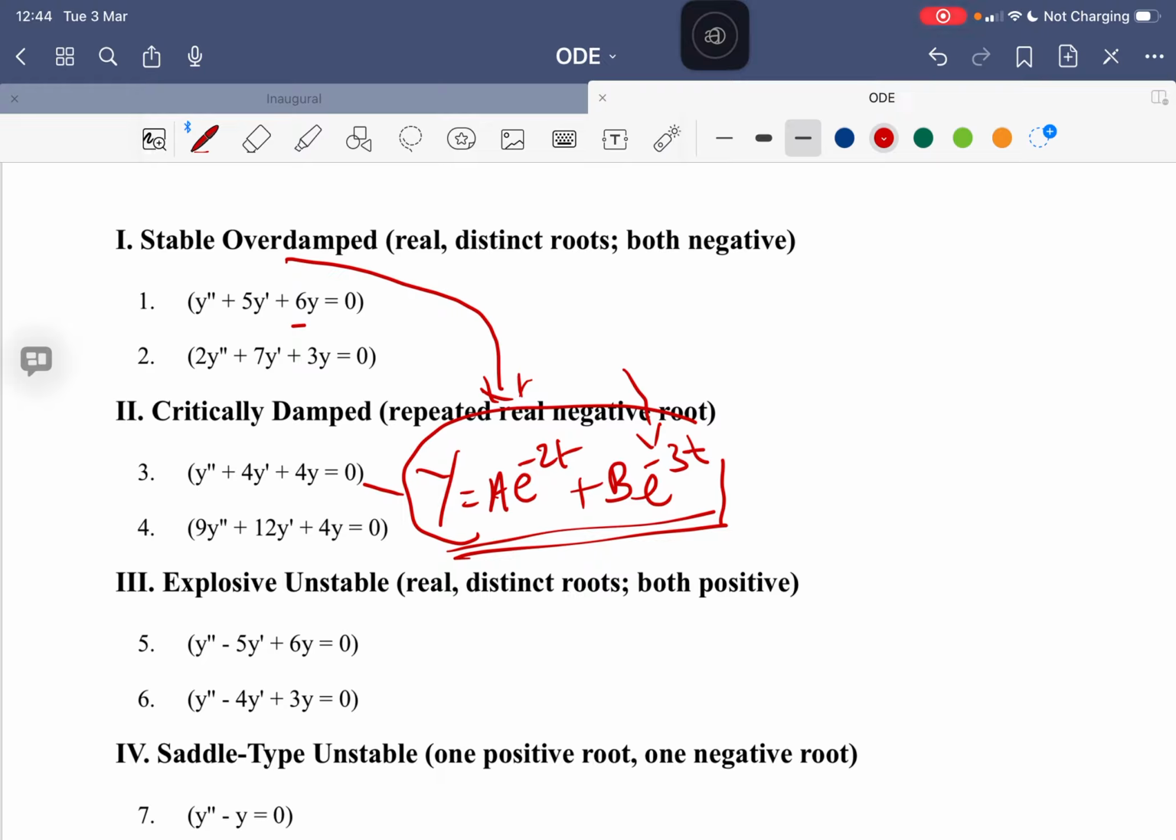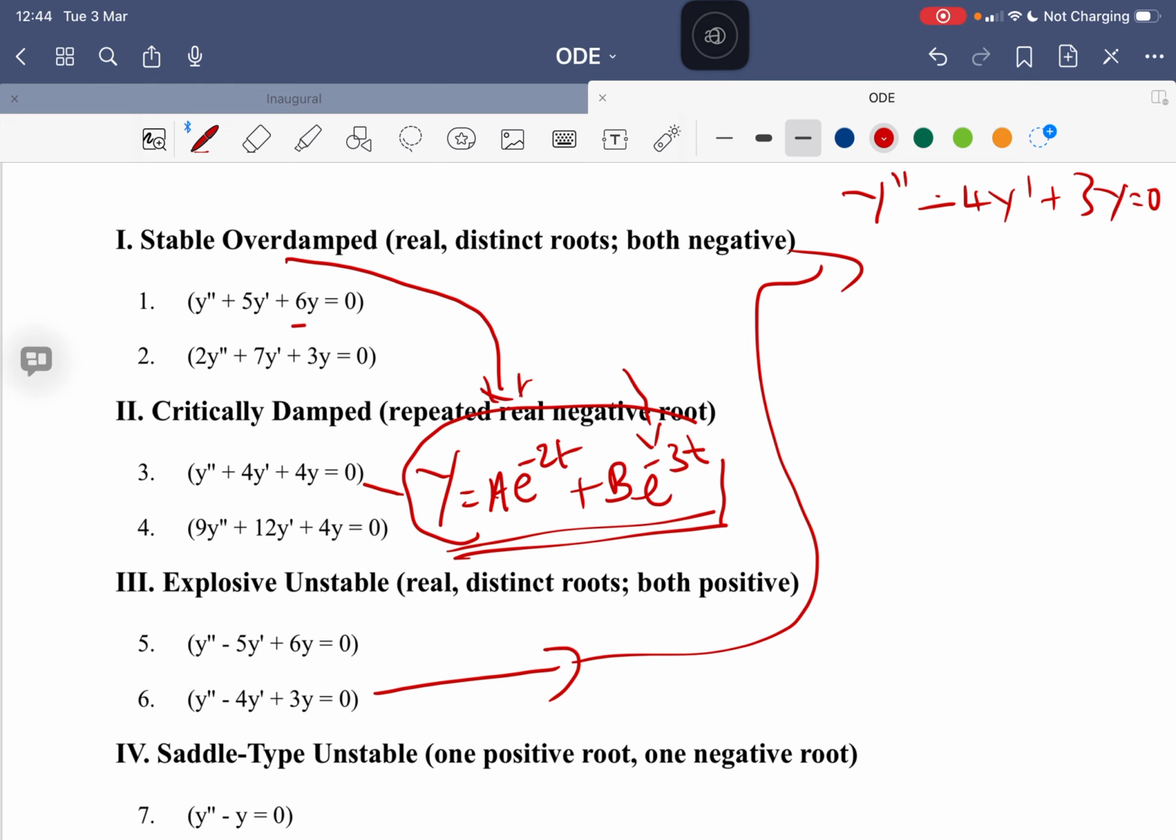So let's take another one here. Let's take this one. Okay, so now apply the completing square technique. Based on our equation y double prime minus 4y prime plus 3y equals 0, our corresponding auxiliary equation is going to be r squared minus 4r plus 3 equals 0.